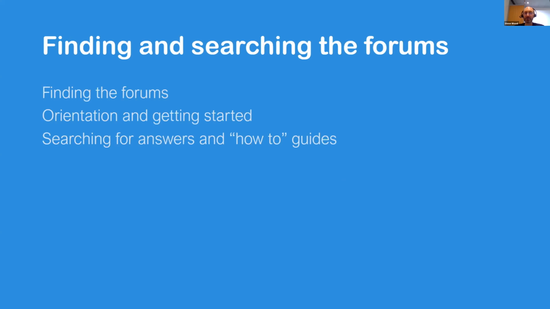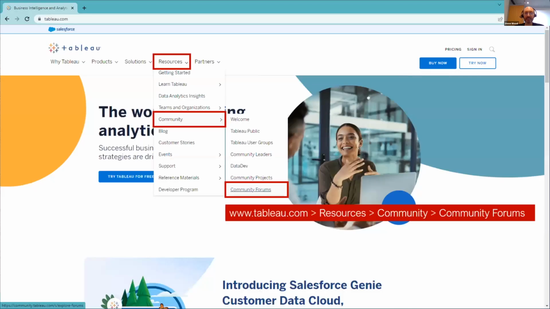So first up, let's talk about finding the forums, orientating, getting started, searching for answers, and how-to guides. The forums are found off the Tableau homepage. You can go to Resources, Community, and then Community Forums. Don't worry too much about remembering that. I'll put a reminder at the end of the slide. You can even just search Tableau Community Forums on Google.